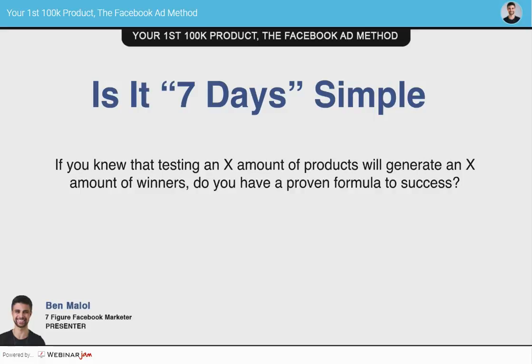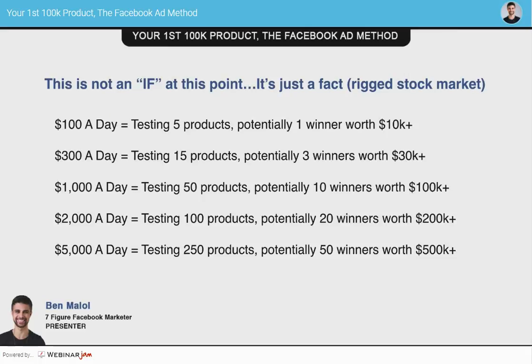Now, if you knew that testing an X amount of products will generate an X amount of winners, do you have a proven formula to success? Yes, you do. Sometimes it will take 3 products to find a winner, sometimes 10 products, sometimes 5 products. But you will know your stats. You will know how many products it will take you to generate a winner. And then it's just about testing more products. This is not an if it will work, it's just a matter of fact. That's why I like to call it a rigged stock market system.